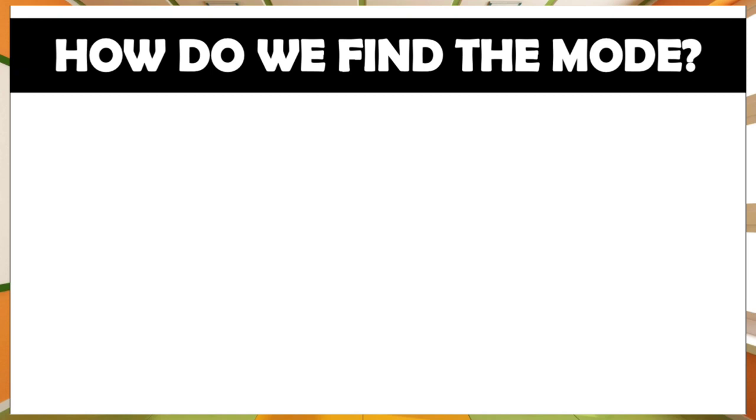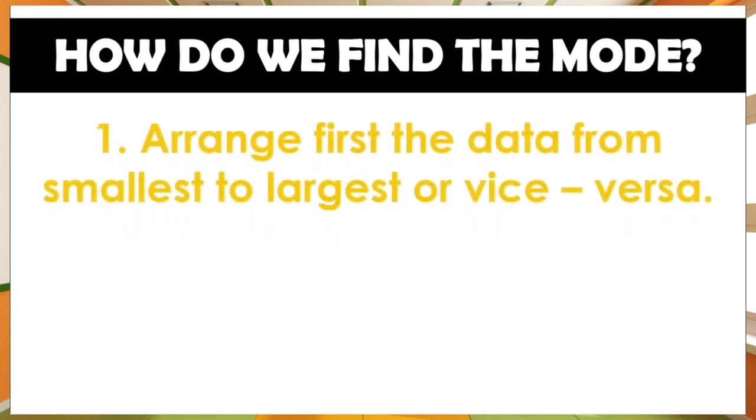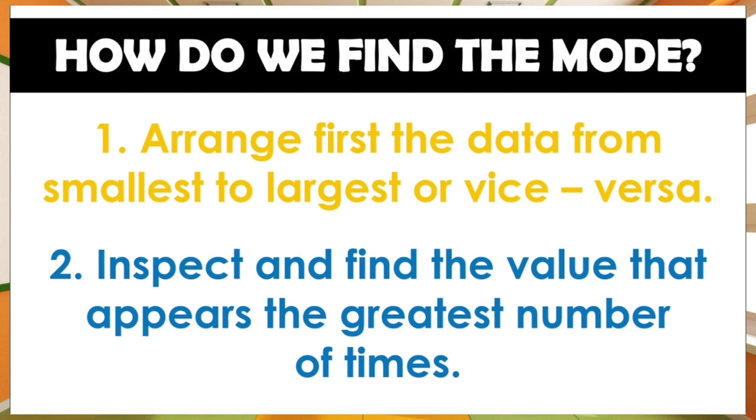So how do we find the mode? First, arrange the data from smallest to largest or vice versa. Then, inspect and find the value that appears the greatest number of times.